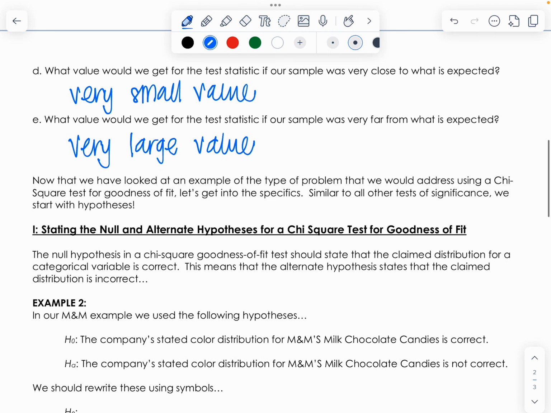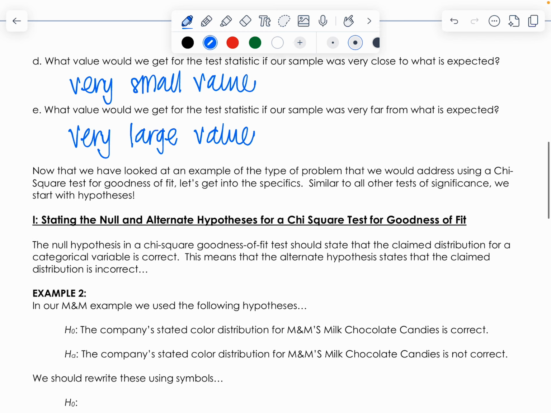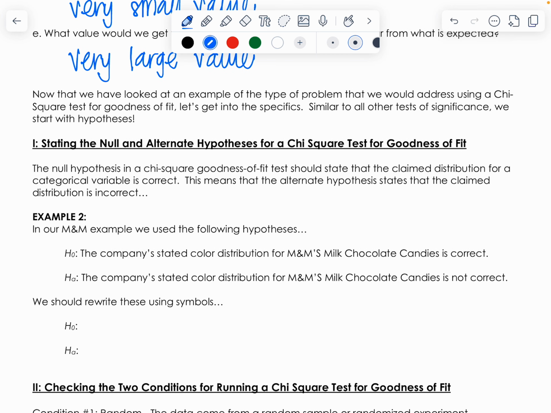All right, so now that we've looked at an example of the type of problem we might do, let's start looking into some specifics. Anytime we state the null and alternate hypotheses for a chi-squared goodness of fit test, we are stating that the claimed distribution for a categorical variable is correct. So obviously the alternate would state that the claimed distribution is incorrect.